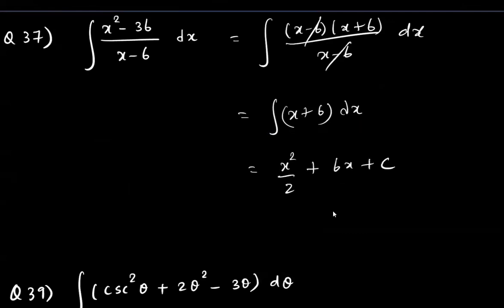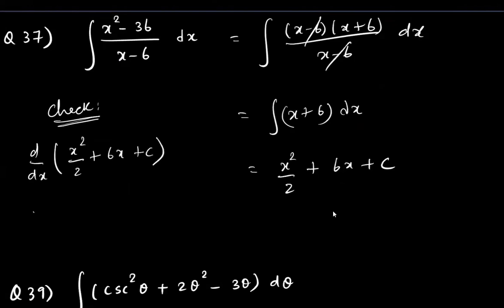Now at any time you are not really confident whether your answer is correct or not, you can always check by differentiating. So for example, if I were to take the derivative of this, what do I get? I will have 1 half times 2x plus 6, and the derivative of a constant is 0. So what do I get? I get x plus 6, which is what I took the integral of.